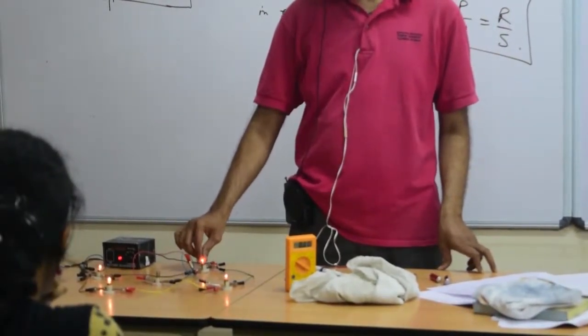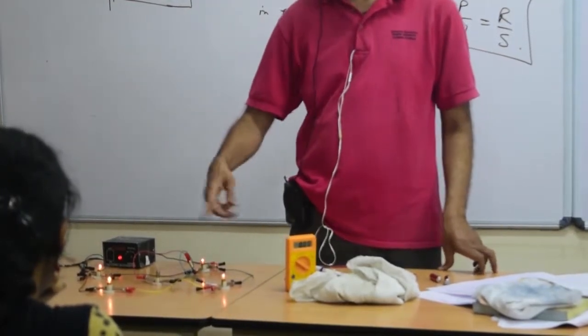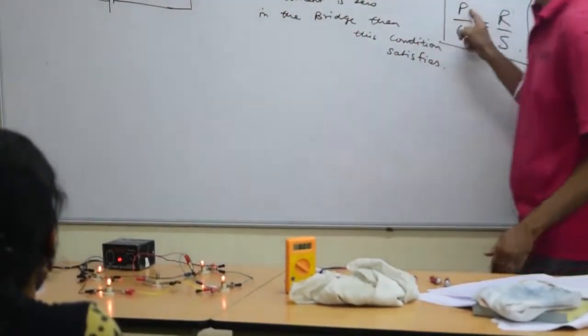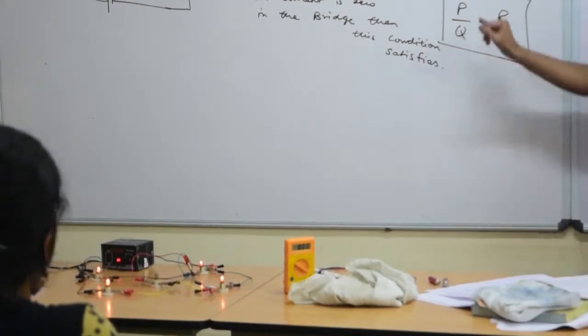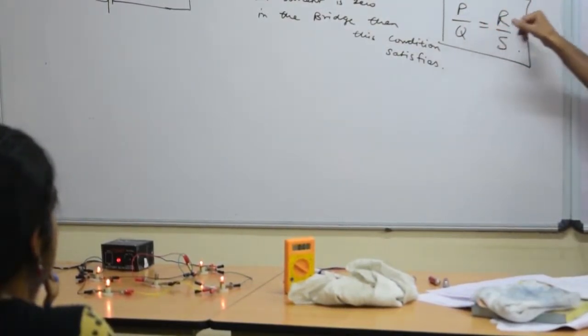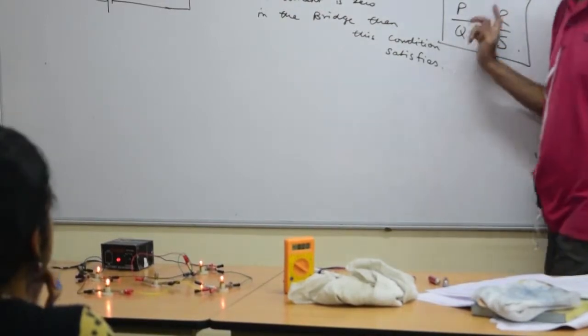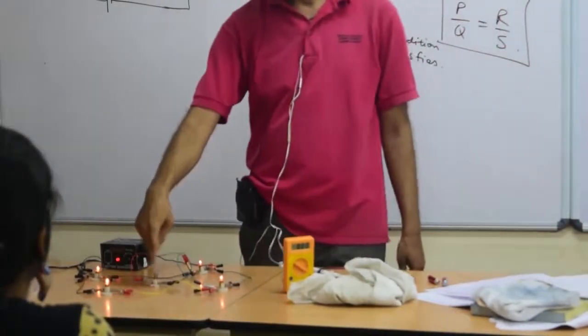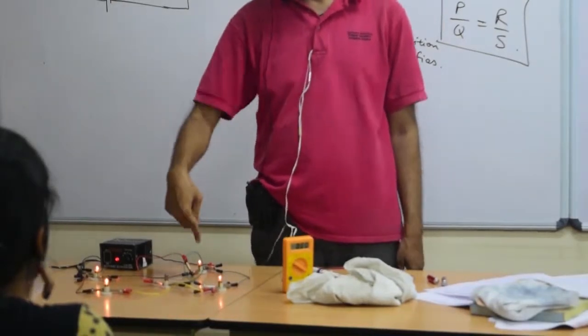What can you say about these bulbs? Are they different or same? Same. So if the resistance is same, what can you say? P by Q is equal to R by S. So all these things are same, which means it will be equal, right? So that's why it is satisfying the Wheatstone bridge. So that's why there is no current flow between this point and this point.